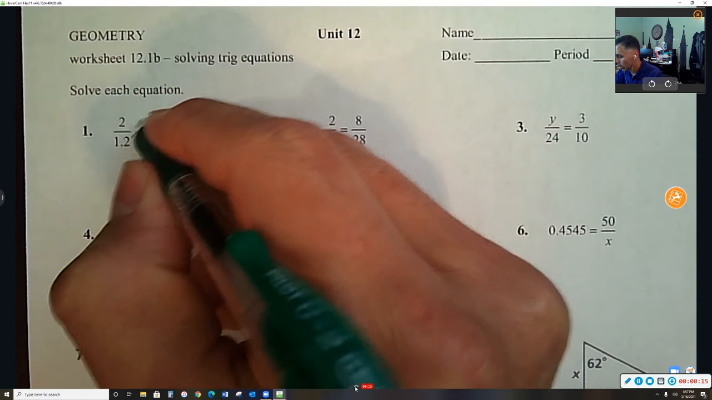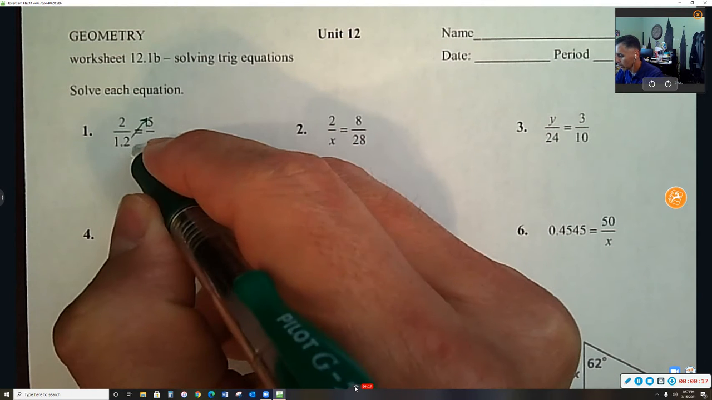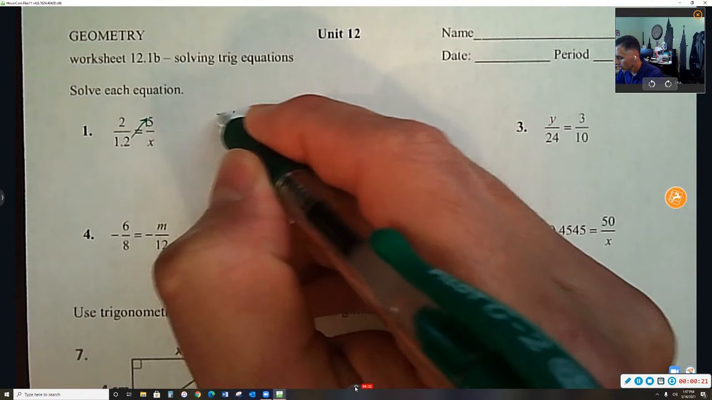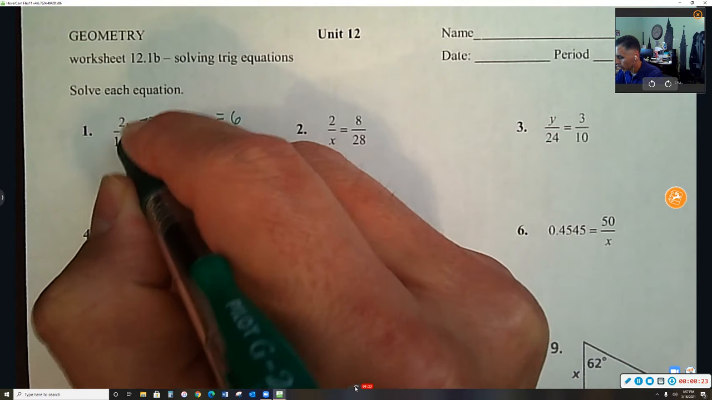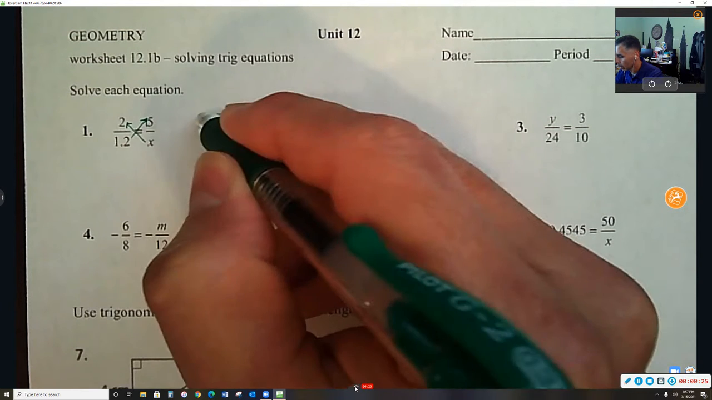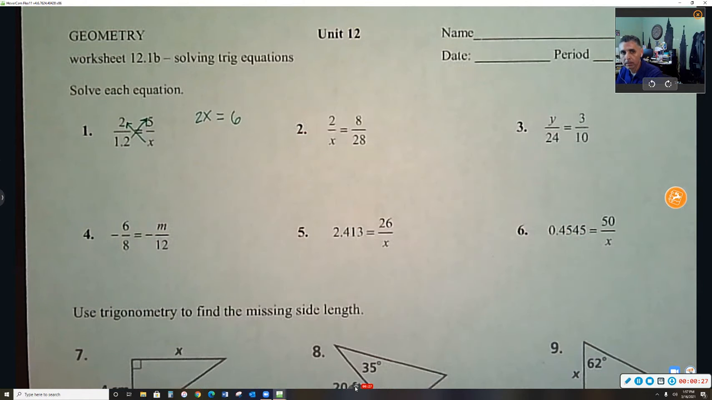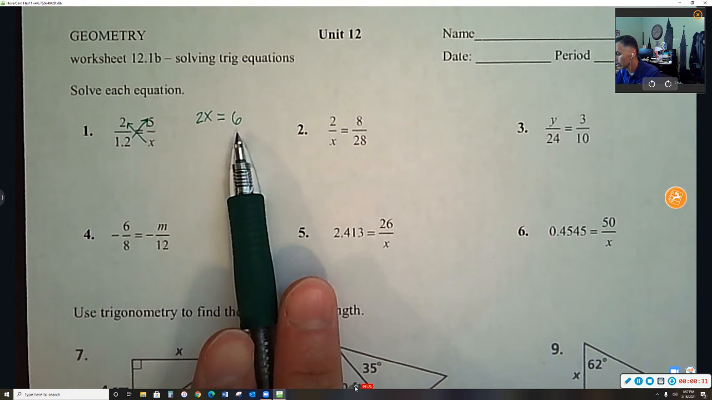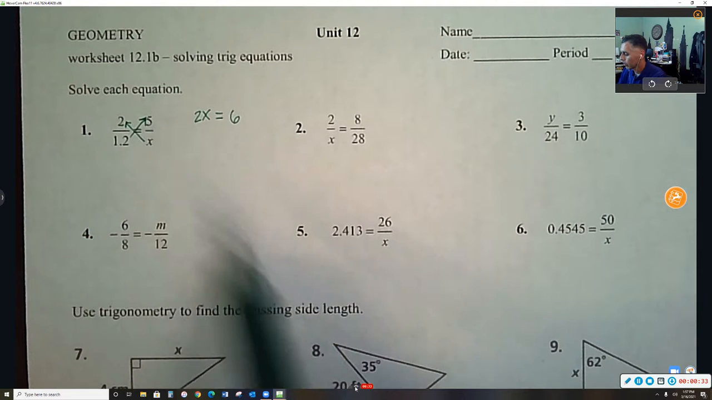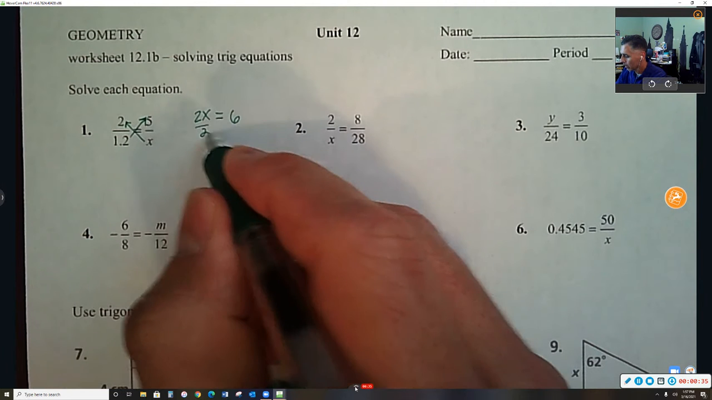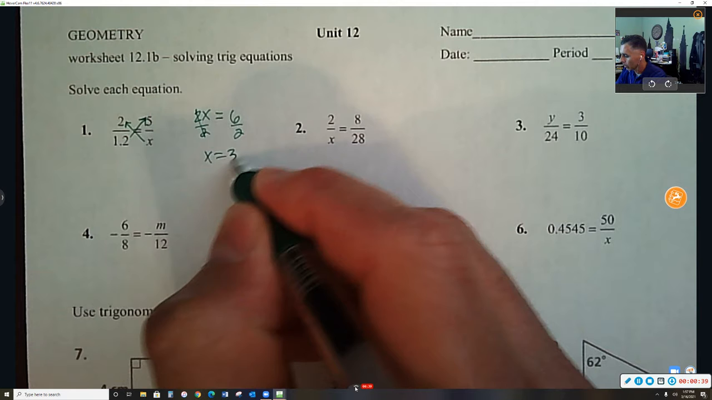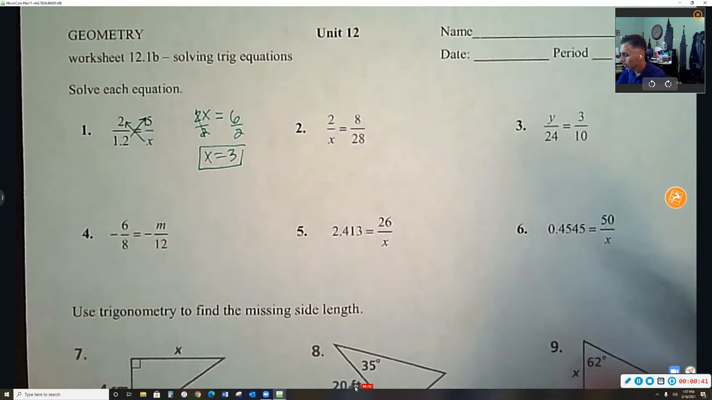Technically, we use cross products, so multiply 1.2 times 5, and that gives you 6 on one side. And then multiply across that way, 2 times x is 2x. That gets rid of the fractions, and you have an equation that you need to solve. We have 2 times x on one side, then we divide both sides by 2, and we're left with x equals 3. So that's the long way.